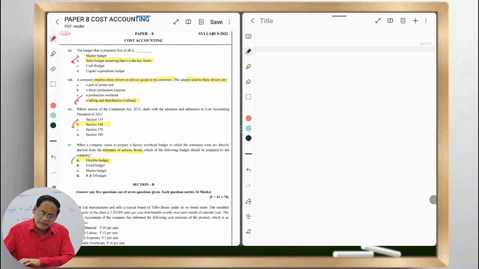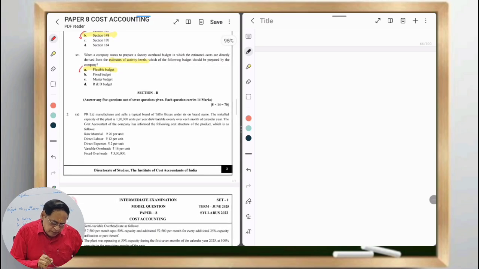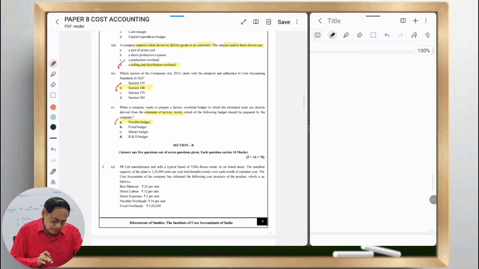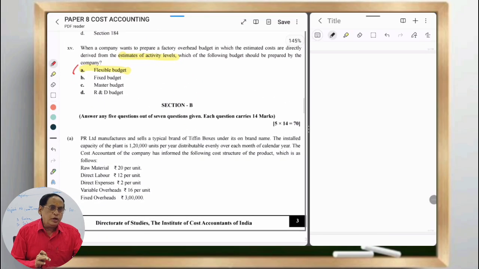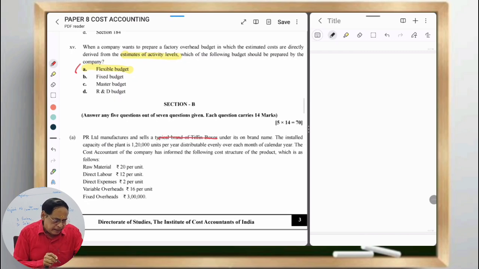And then we will see one by one section B. Section B, and then just 1 minute, I will explain the question, then only we can read. The question, PQR Limited manufactures and sells a typical brand of tiffin boxes. So, it is a manufacturer of the tiffin boxes and it has its own brand name. The installed capacity of the plant is 1,20,000 units per year, distributed evenly over the months of the calendar year.